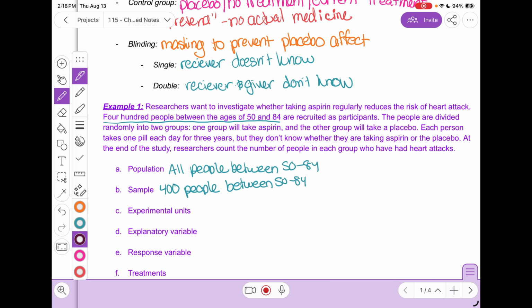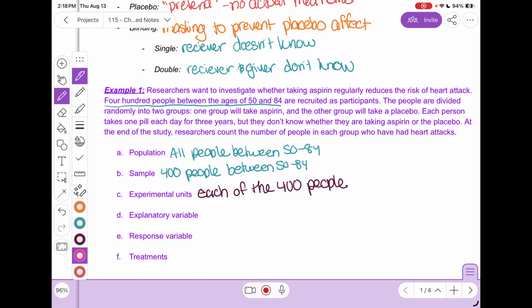Experimental units, so these are the people being studied. So that's each of the 400 people. So the sample is all 400 people. Each person is an experimental unit. All right. Now we look at the variables.